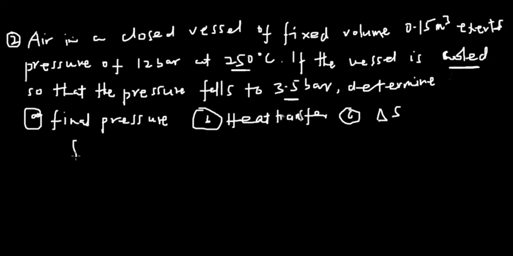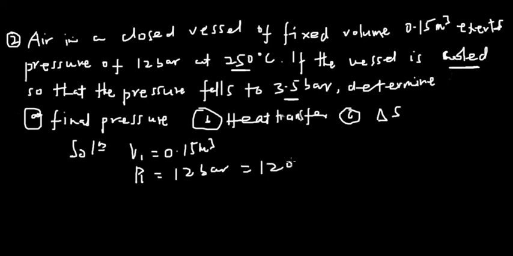Now let's see how we solve this question. We've been given our parameters. We have V1 as 0.15 meters cube, and then we have pressure 1 as 12 bar, which is also equal to 1200 kilonewtons per meter squared, because we want the units to be the same. Then we have pressure 2, and pressure 2 is equal to 3.5 bar.